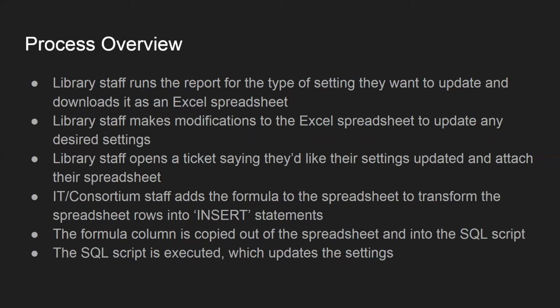So I mentioned that there was going to be a brief little overview of the process here. It starts off with these reports, like I mentioned. There's one for each kind of setting type that somebody might want to update: material loan limits, patron loan limits, fine codes, and loan periods. And then each of those reports has parameters where the staff can go in and pick the branches that they want to update for, the patron codes, and then whatever specific stuff is for that report.